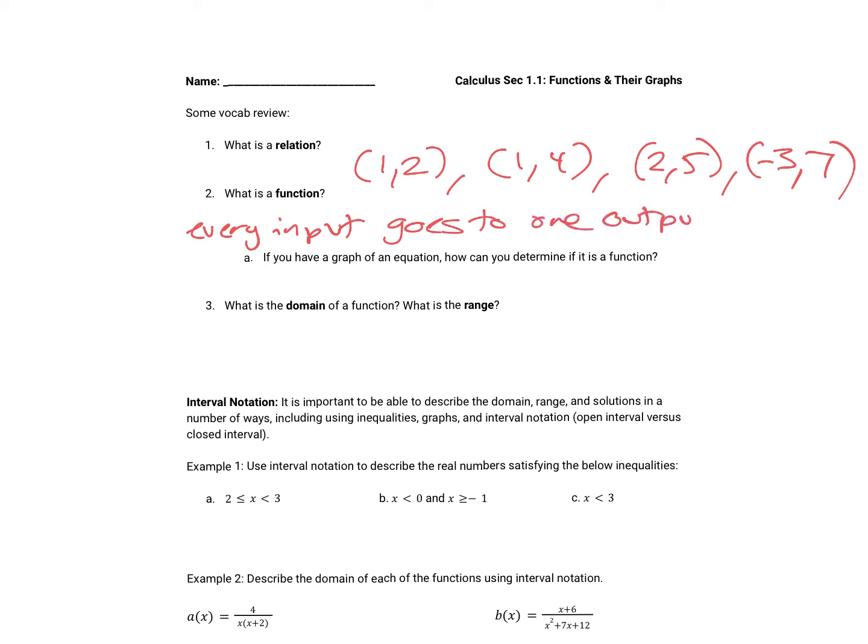So the above set of ordered pairs that I just did would not be a function, because the input of 1 can't go to 2 and also go to 4. And you can see why in the real world this would be important.